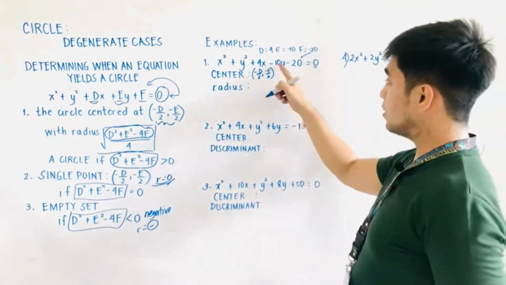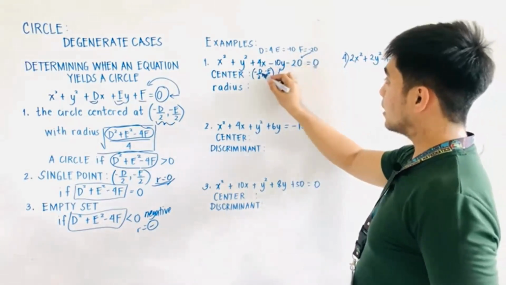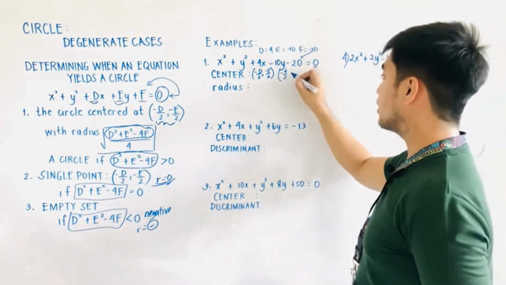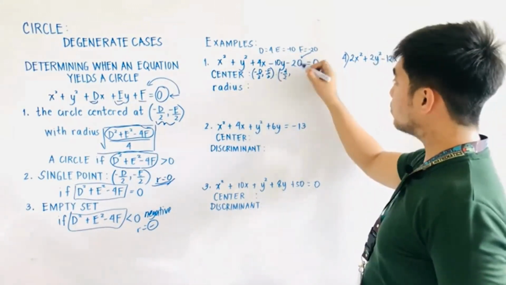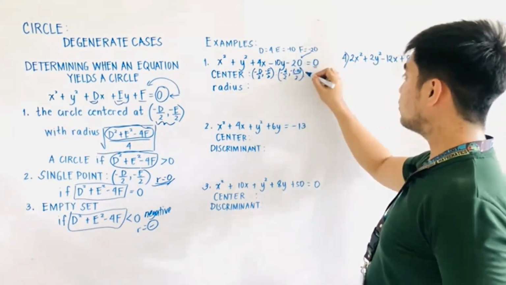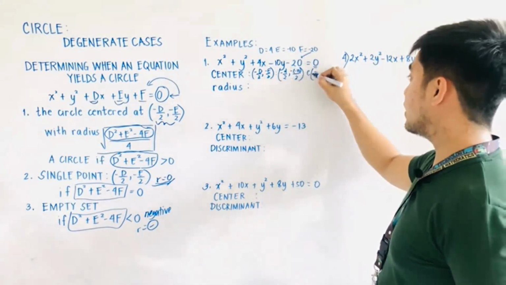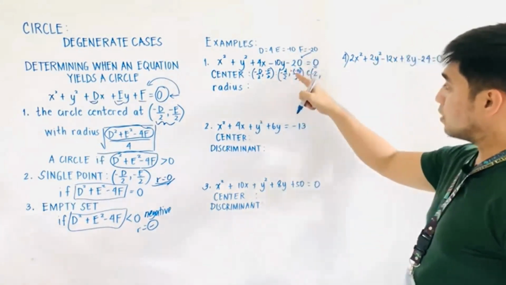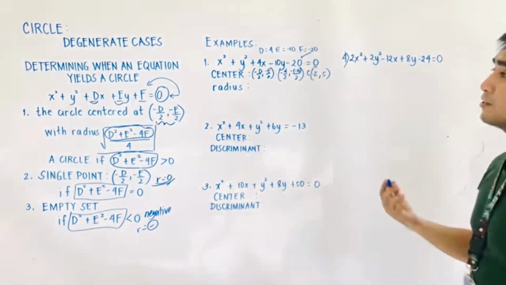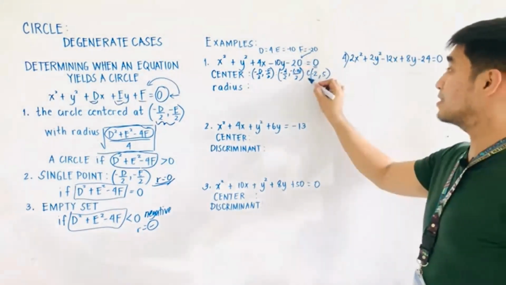Okay, so substituting the values of d and e into the center, this becomes negative d over 2, negative 4 over 2, and negative e over 2, that is negative of negative 10 over 2. Therefore, the center is located at negative 4 over 2, which is negative 2, and negative of negative 10, that is positive 10 over 2, which is positive 5. Therefore, the center is located at (negative 2, positive 5). So this is the center.